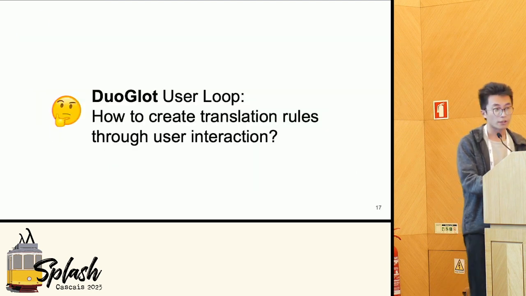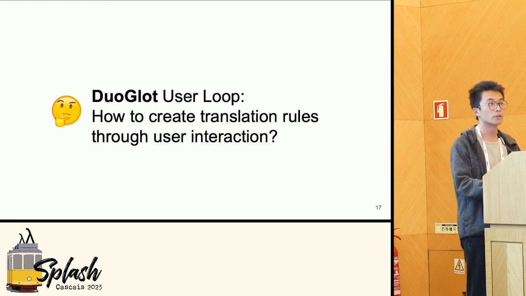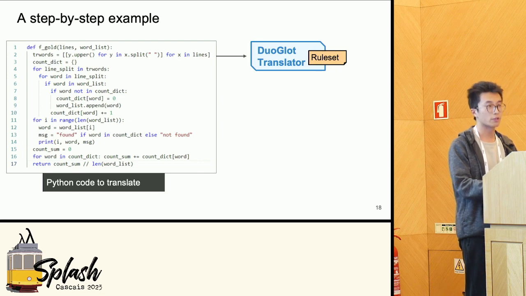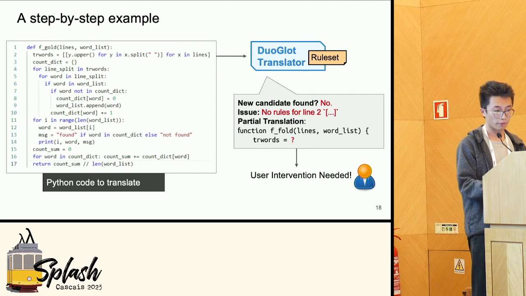Now let's look into some technical details. The first question is, in the DuoGlot user loop, how do we create translation rules through user interaction? Here is a step-by-step example. Assume that we want to use DuoGlot to translate this Python program, and the initial rule set is not comprehensive. DuoGlot finds that there's a missing rule for the list comprehension on line 2 and asks the user to provide a translation rule.